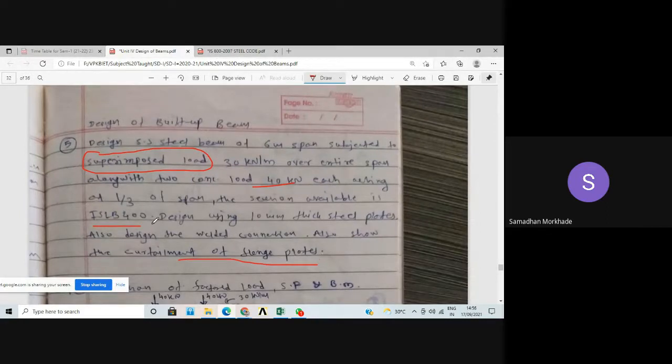See, now the section is given. Available section is ISLB 400. How does this come into the picture? Now we have to calculate ZP required, and ZP required will be more. Whatever ZP is required is not going to be satisfied by the ZP available. So in that case, we have to add cover plates to increase the ZP, because the depth is restricted here.